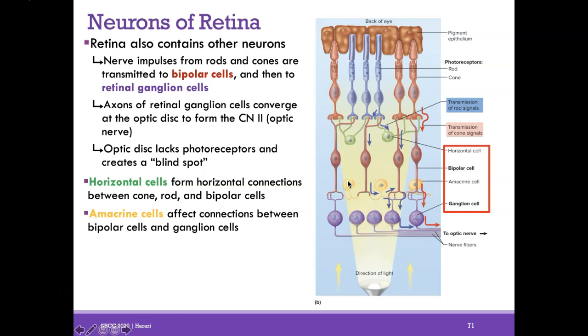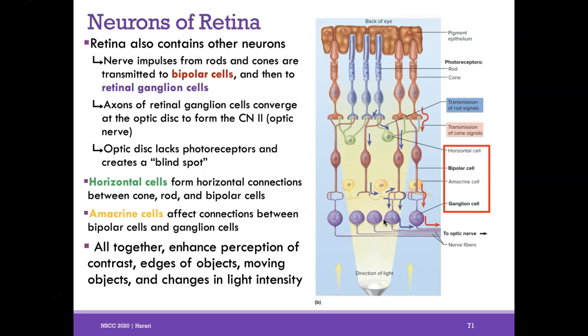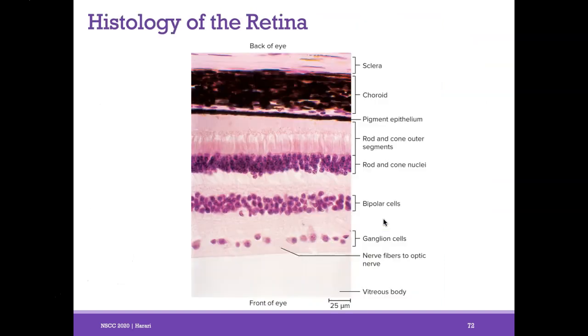So altogether in the retina, rods and cones are the photoreceptors. We then have horizontal cells, bipolar cells, amacrine cells, and ganglion cells. These are all the cells of the retina. Altogether, all these cells enhance perception of contrast, edge of objects, moving objects, and changes in light intensity.